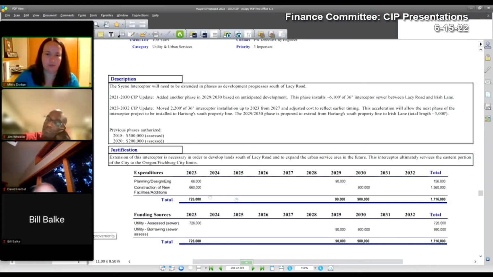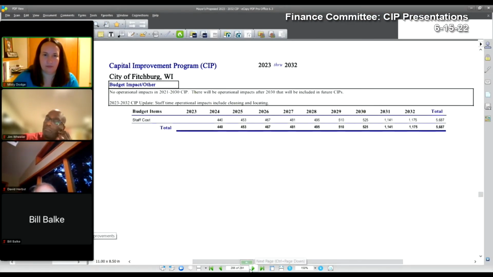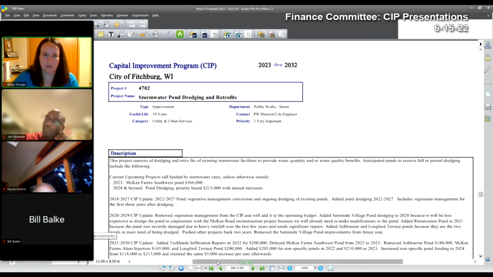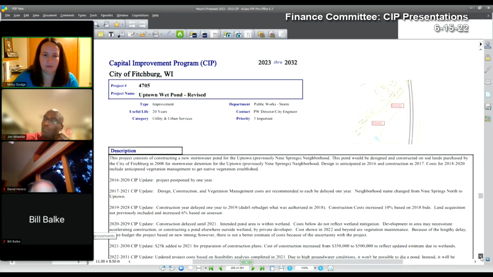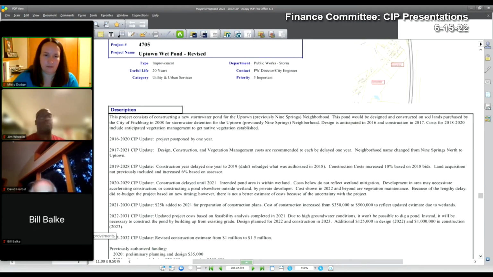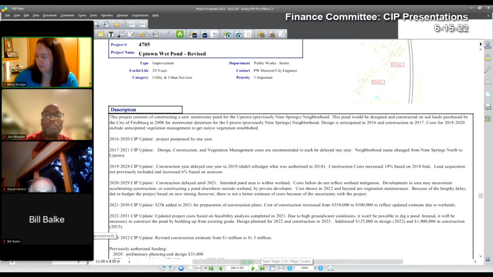4702, stormwater pond dredging and retrofits. No revisions have been made to this project. 4705, the Uptown Wet Pond. This project has been updated to reflect current construction costs and is planned for construction in 2023 to allow development within the drainage basin to begin. This pond would allow the area north of Uptown to be developed.